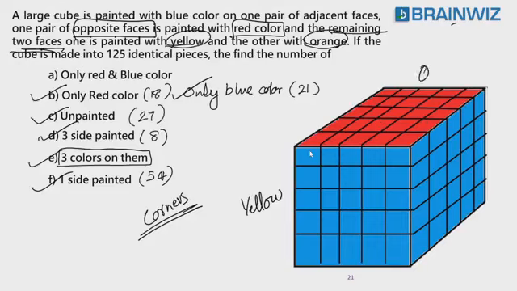Back side is orange. You all know that. Bottom is red. You all know that. Okay. Now, 3 colors. Students, where are the 3 colors? Many people say the answer is 8.